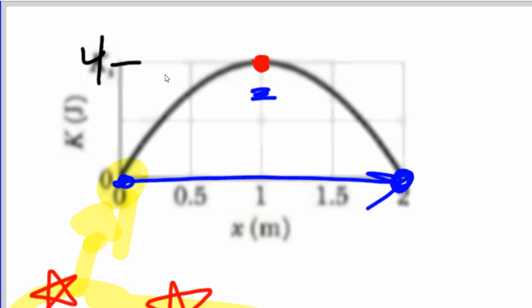Say that one more time. I initially was thinking at zero there is no kinetic energy, so it's all potential. And then at one, the kinetic energy is the maximum that it would be on that graph, so then all that potential must be kinetic.